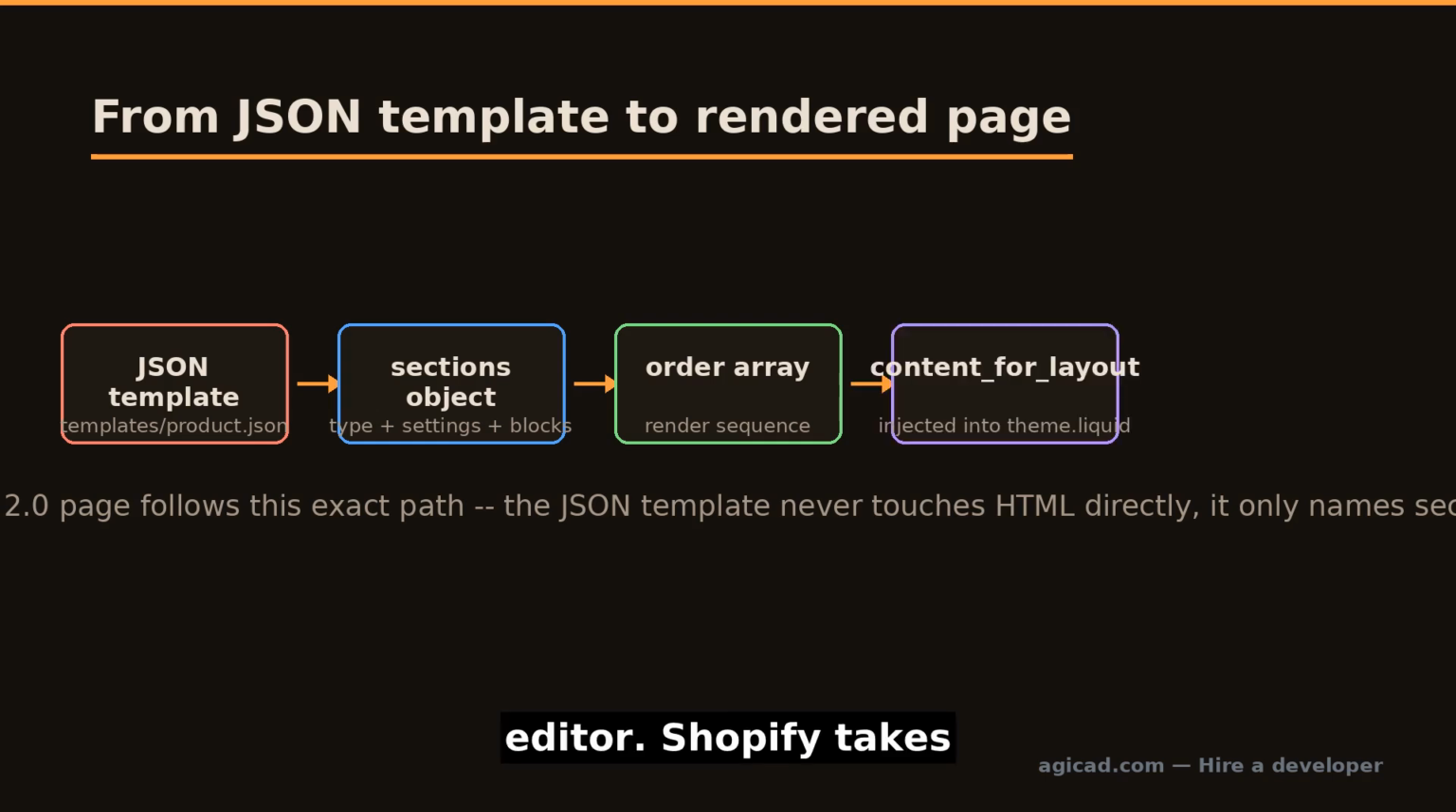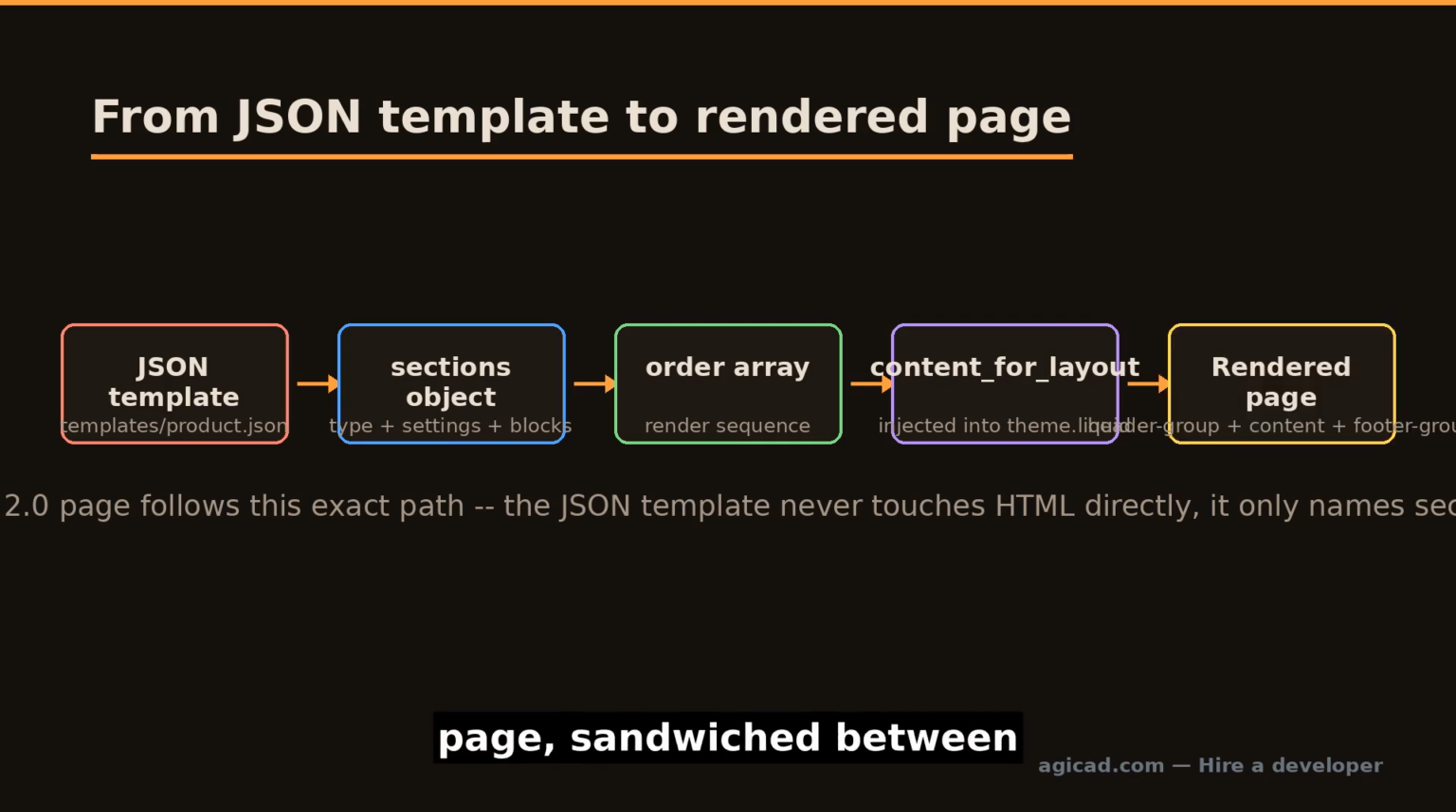Shopify takes that whole structure and renders it as a single value called content for layout. And finally, theme.liquid drops that value into the page, sandwiched between a header group and a footer group that are themselves JSON-driven section groups, not hard-coded markup. No step in this pipeline involves editing a Liquid template by hand.